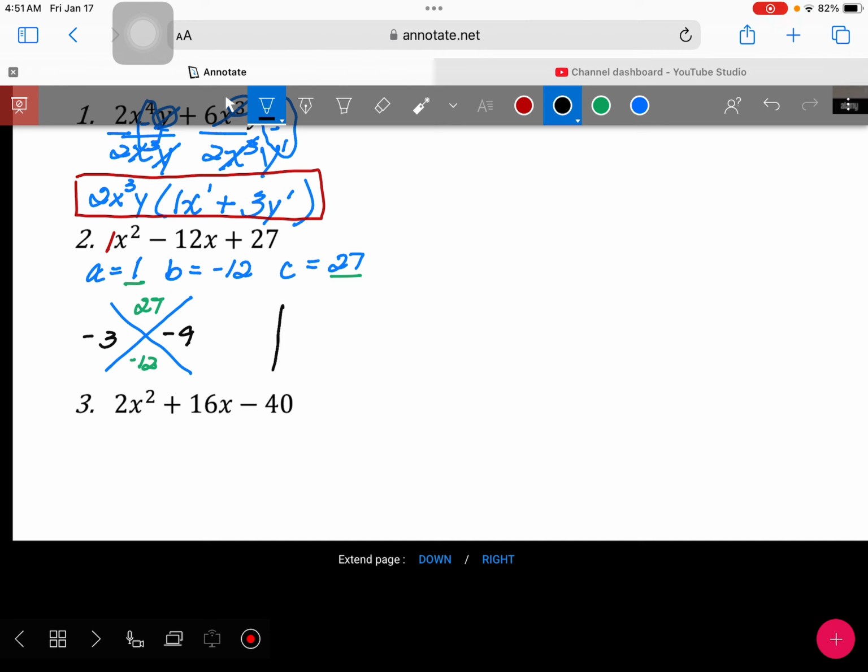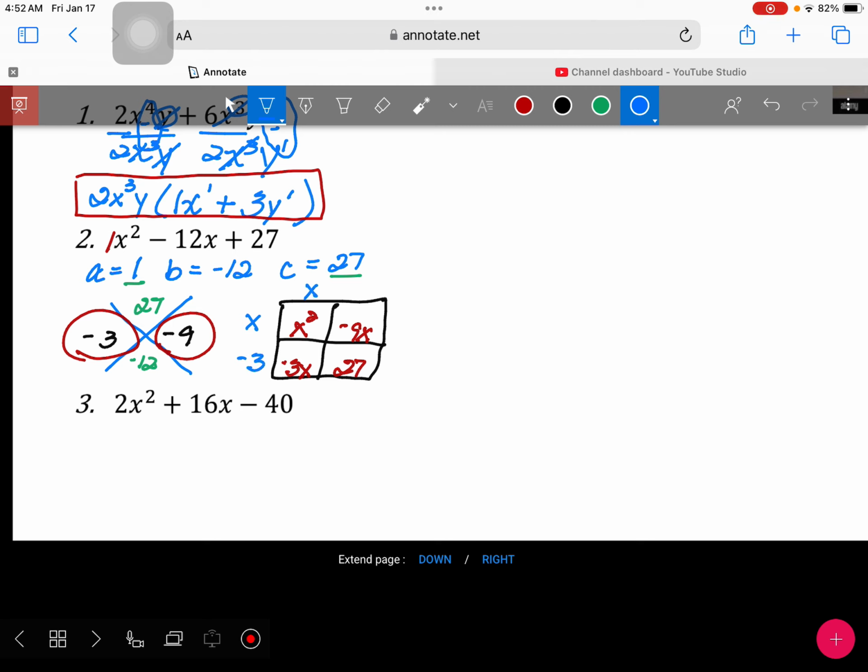We could go on to the box part. The first term goes in the first box, x squared. The last term goes in the last box. And these two that we found, times our variable x, go in the middle. So the greatest common factor here is going to be x minus 3 and x minus 9. So that is x minus 3 times x minus 9.